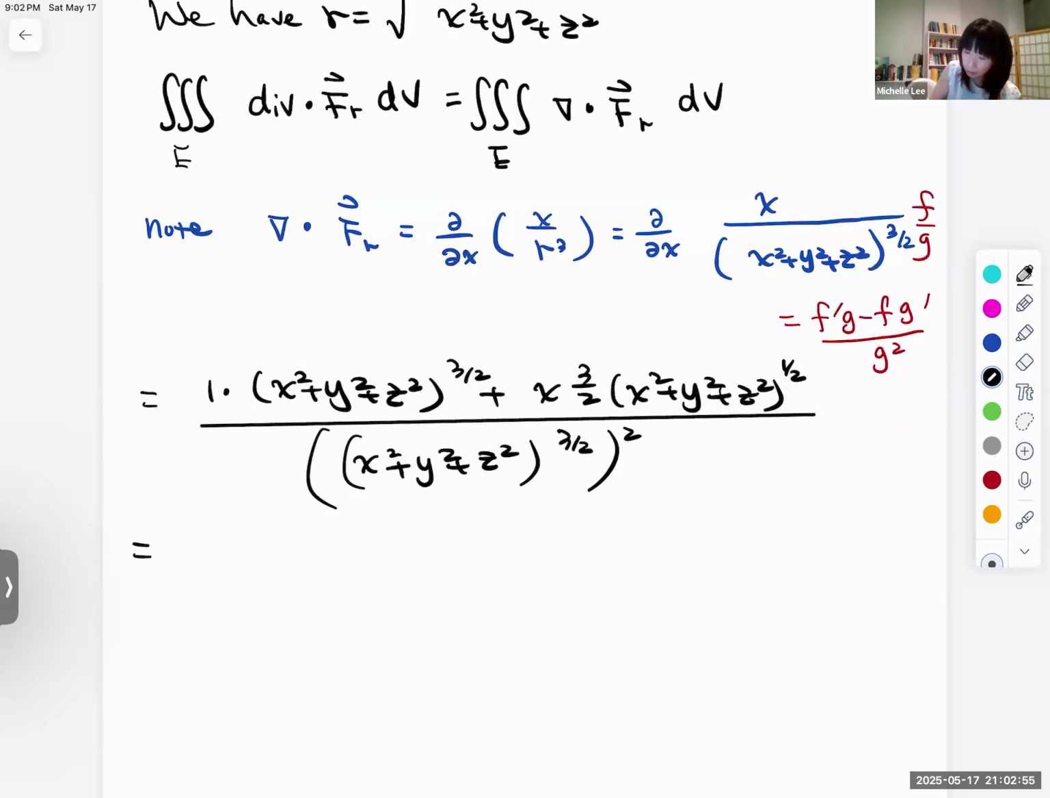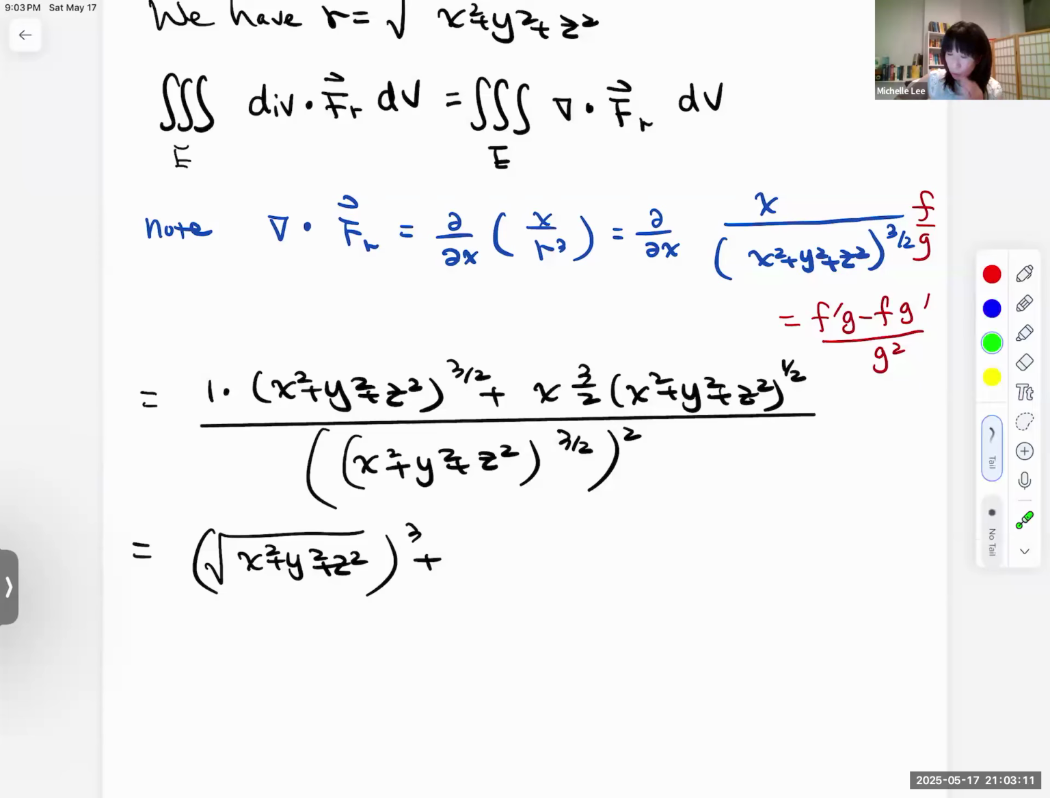Then we have the first term, x squared plus y squared plus z squared to the third power, plus, oh, chain rule, right? So we bring down the power and reduce by 1, and then the chain rule, right? 2x.